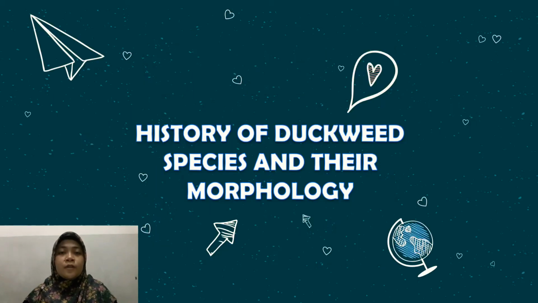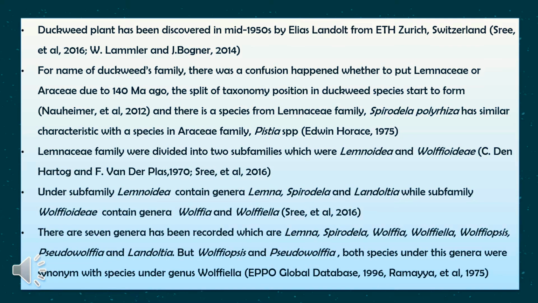Moving to the first subtopic, which is the history of the duckweed species and their morphology. For the history, the duckweed plant was first discovered in the mid-1950s by Elias Landolt from ETH Zurich, Switzerland. For the duckweed family's name, there was confusion about whether to use Lemnaceae or Araceae. Due to 140 million years ago, the taxonomic position in duckweed species started to split, and there was a species from the Lemnaceae family, Spirodela polyrhiza, that has similar characteristics with a species in the Araceae family, Pistia. Due to that, the argument about the family name started.